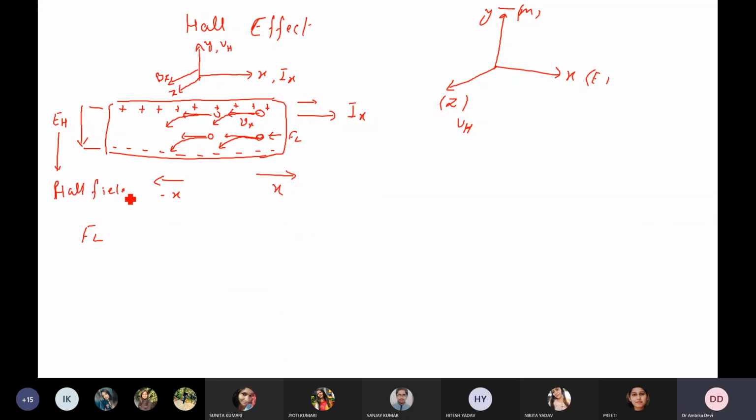This is known as the Hall field. Okay. So now you understand the situation. What is the origin of the Hall field, how it is generated?